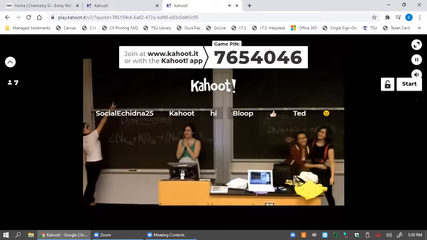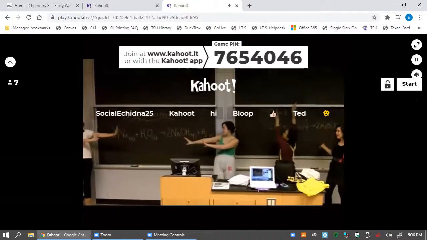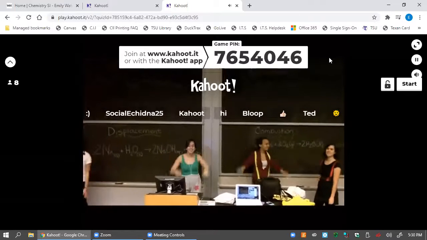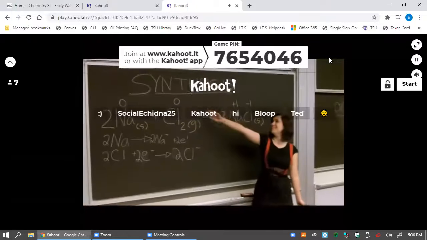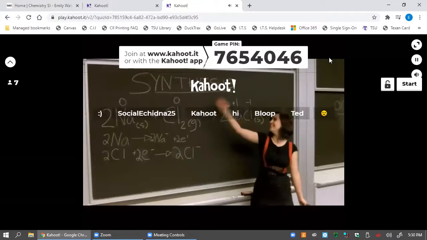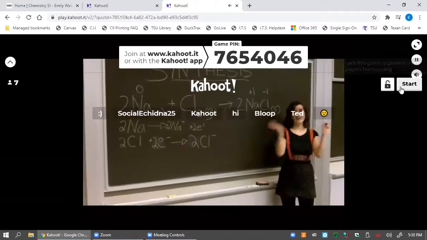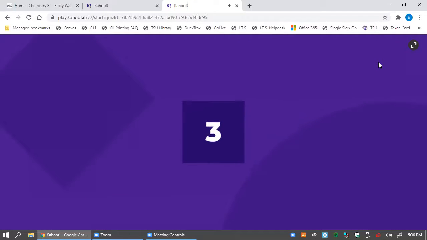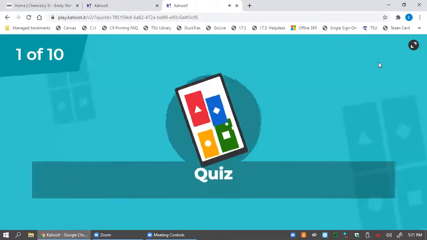Okay, so just one more person. Four redox reactions that you should know: synthesis, decomposition, displacement, and combustion. Oxidation number changes, electrons moving places. Okay. Can I get it now?